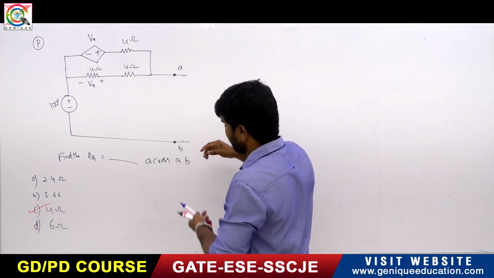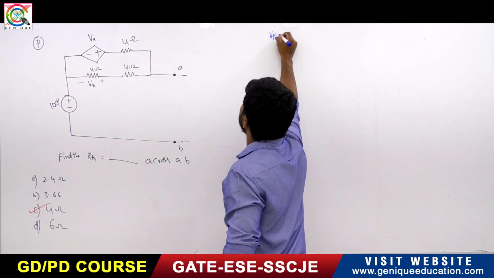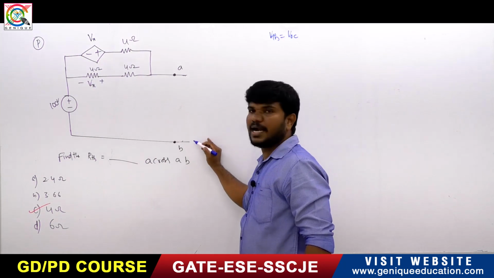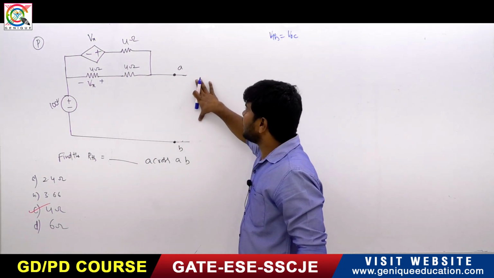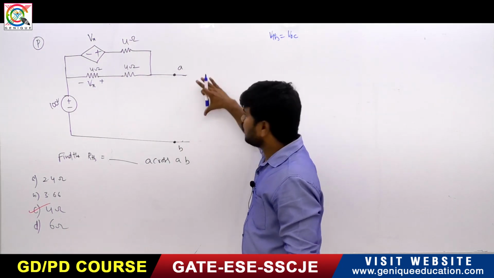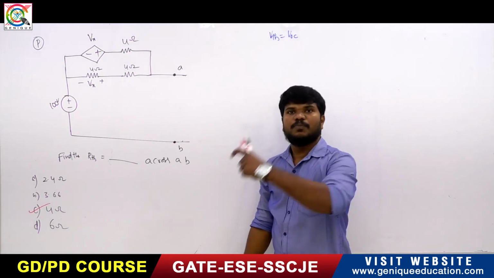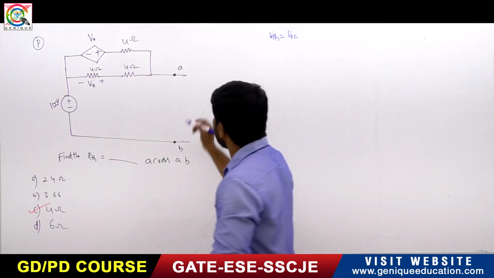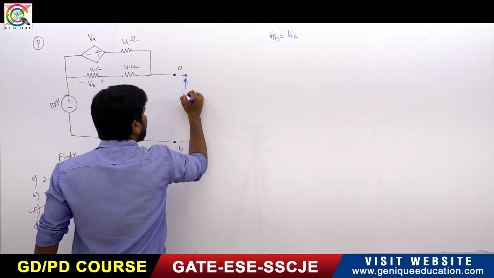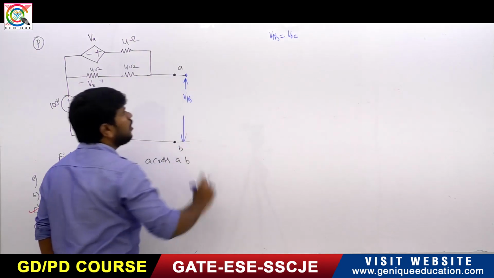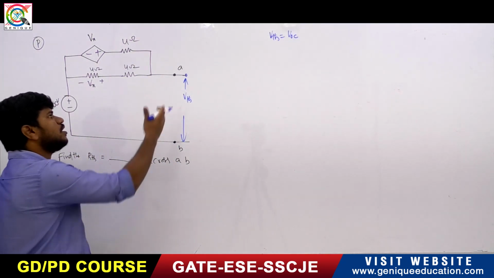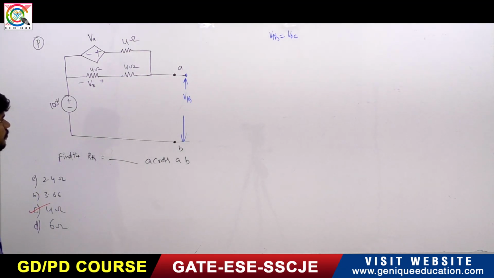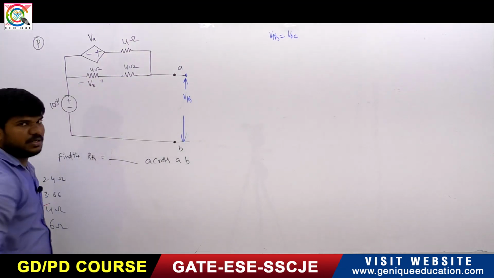So what is the VTH? VTH is equal to the open circuited voltage. Because it was not open circuited, I want to find the open circuited voltage across the two terminals. So I have to remove that load. I am considering this one as a load, and I am removing that load. VTH is equal to the VOC across the terminals A and B. Right? So you have to find the VTH.